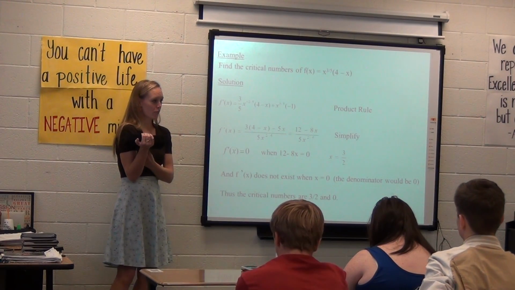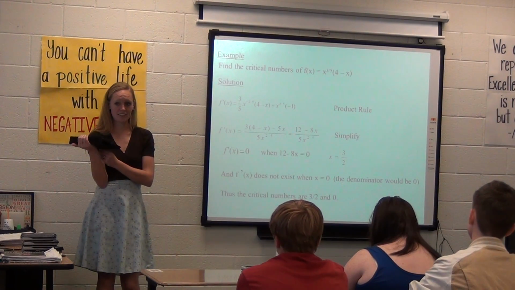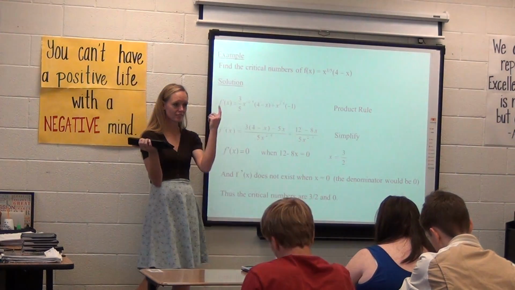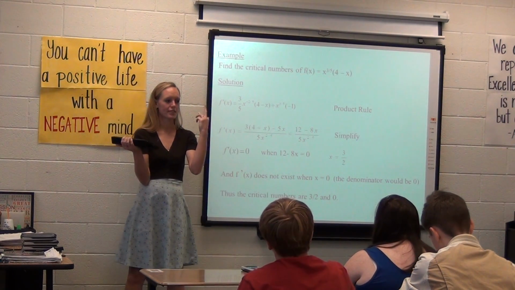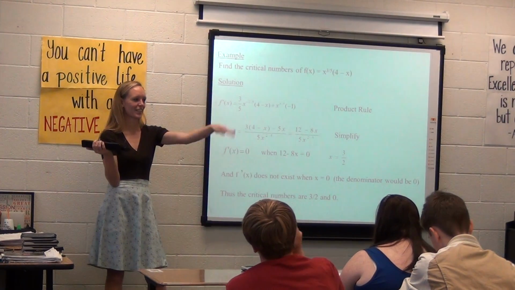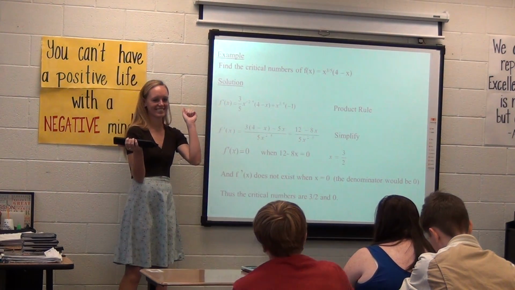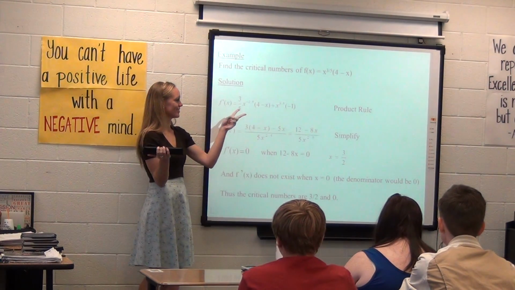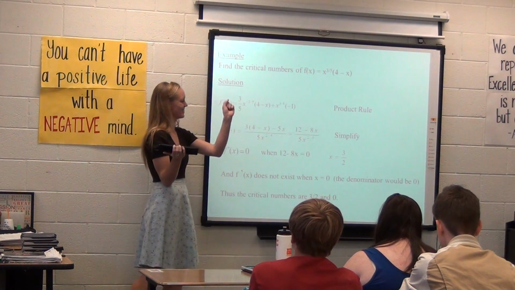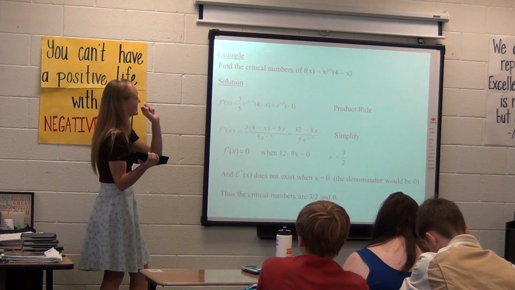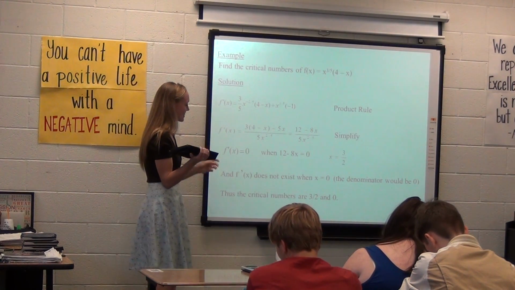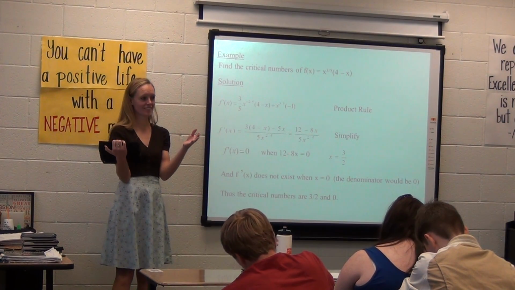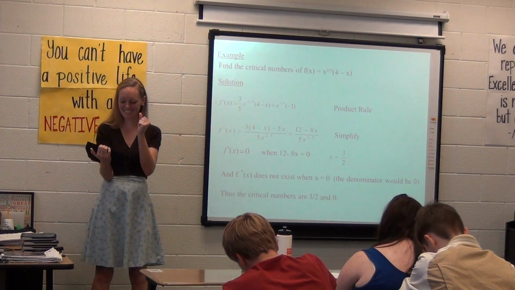Great. Okay, ready for the next part of this? So now we know how to find critical numbers. When do we have critical numbers? When the derivative equals 0, and when the derivative does not exist. Okay, so those are critical numbers. What do critical numbers help us find? Max and min. Yes.